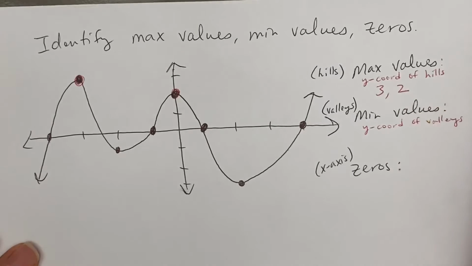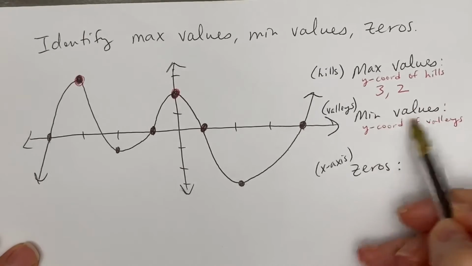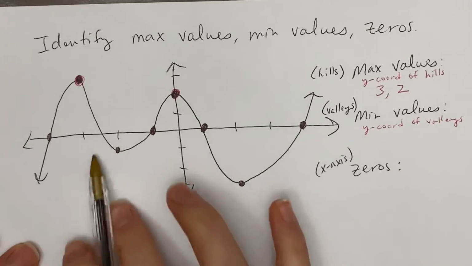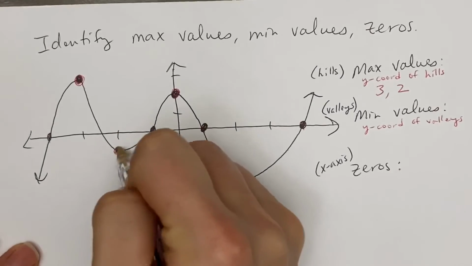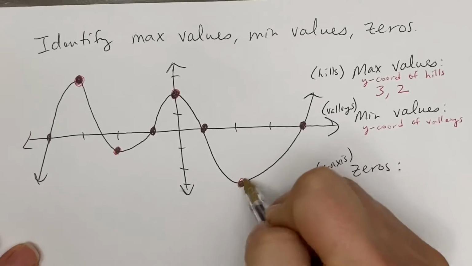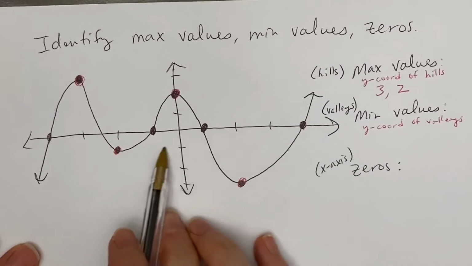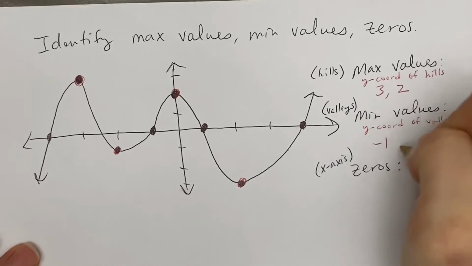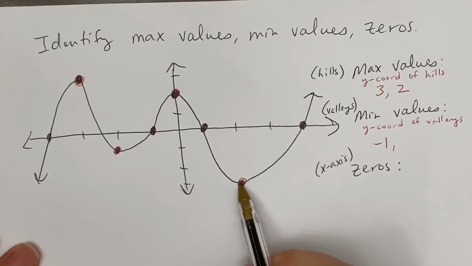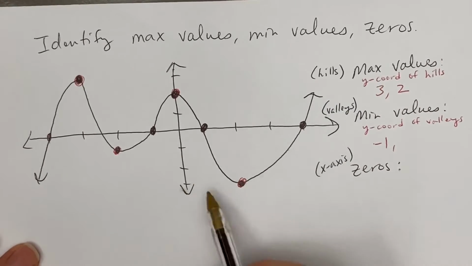Minimum values would be the y-coordinates of your valleys. And I see 2 valleys here. Here's one valley, and here's another valley. So my y-coordinate here is at -1, so that would be a minimum value. And then the y-coordinate here is at -3.